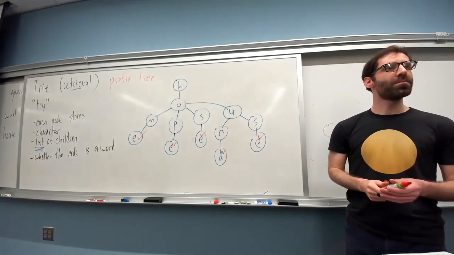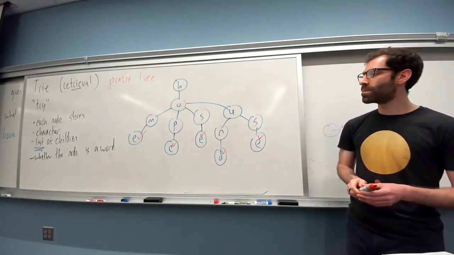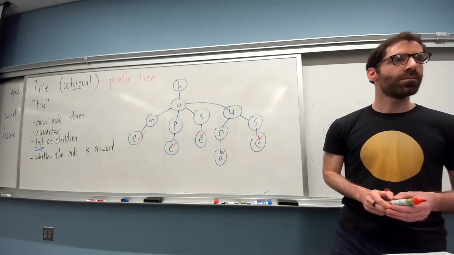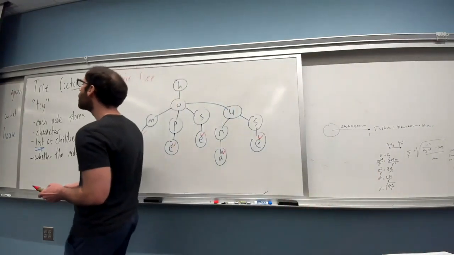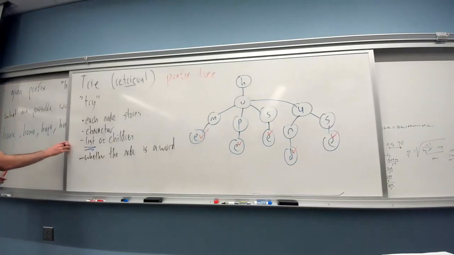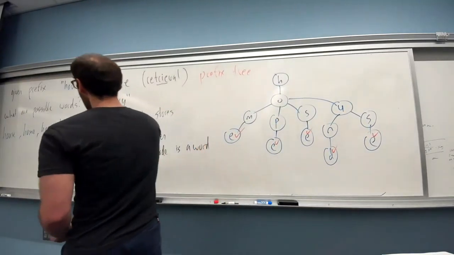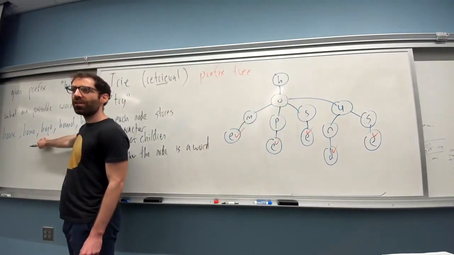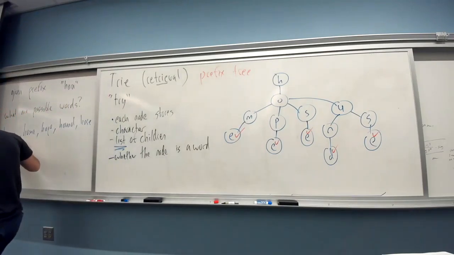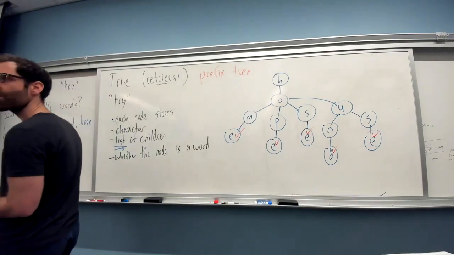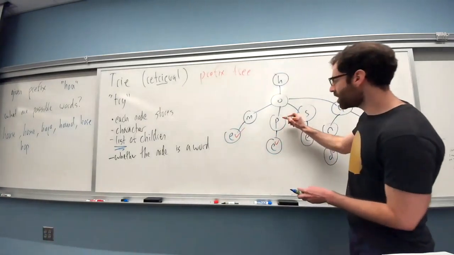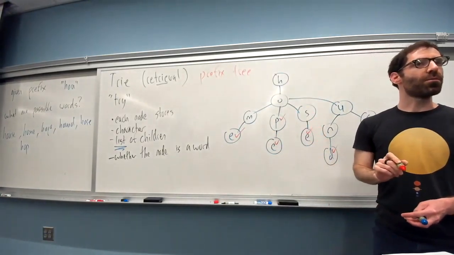Karen: So even if hop is a word, you wouldn't have a check because it's not the end of that specific word? Yes, good question. I was thinking of a dictionary with just these five words. But yes, we could add hop to our dictionary, in which case P would also be marked, yes, this is the end of a word.